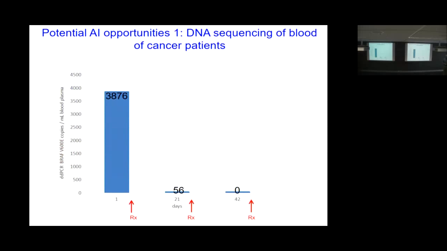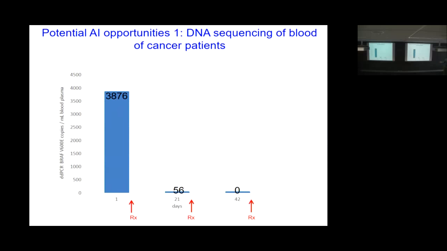Here's another potential AI opportunity that we are very interested in. We're doing a lot of DNA sequencing at present of blood of cancer patients. The idea is that tumors lose some of their DNA containing mutations into the blood. And we can detect that, and therefore we can follow disease and identify response to treatment. And this is an example of melanoma patients. We've done DNA sequencing of their blood. We've identified a mutation in the BRAF gene, and we've seen that mutation fall as the patient has been treated with these immune checkpoint inhibitor drugs that turn on the immune system to fight the tumour.